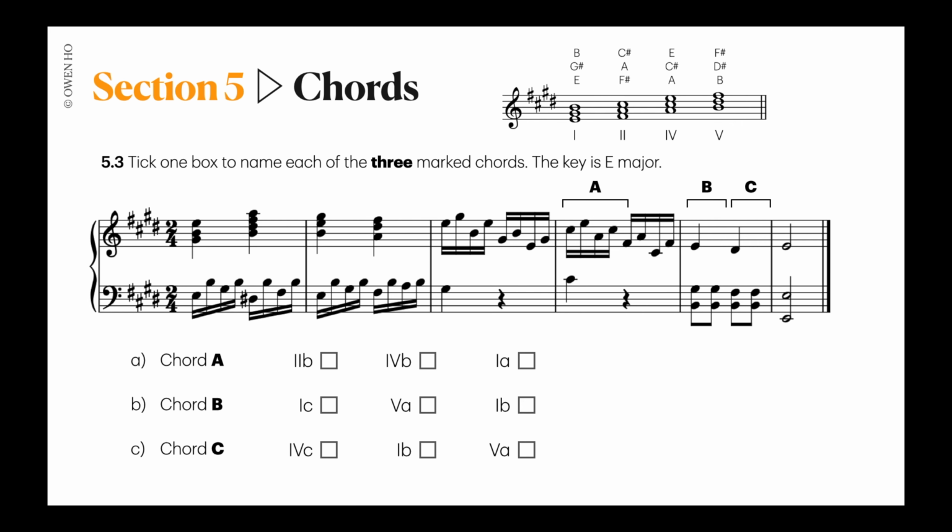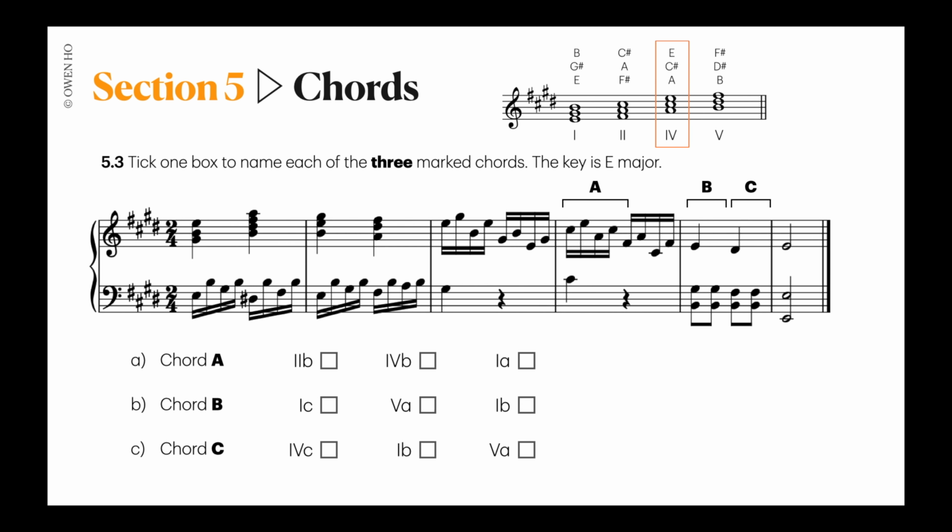To figure out what chord A is, we should first figure out if it's chord 1, 2, 4, or 5. If we look at the treble clef, we have all the notes we need. From the lowest, the A, and then we have the C sharp and the E. In the bass clef, we have another C sharp. So in this case, it's simply an A, C sharp, E chord, and that makes it a 4 chord.